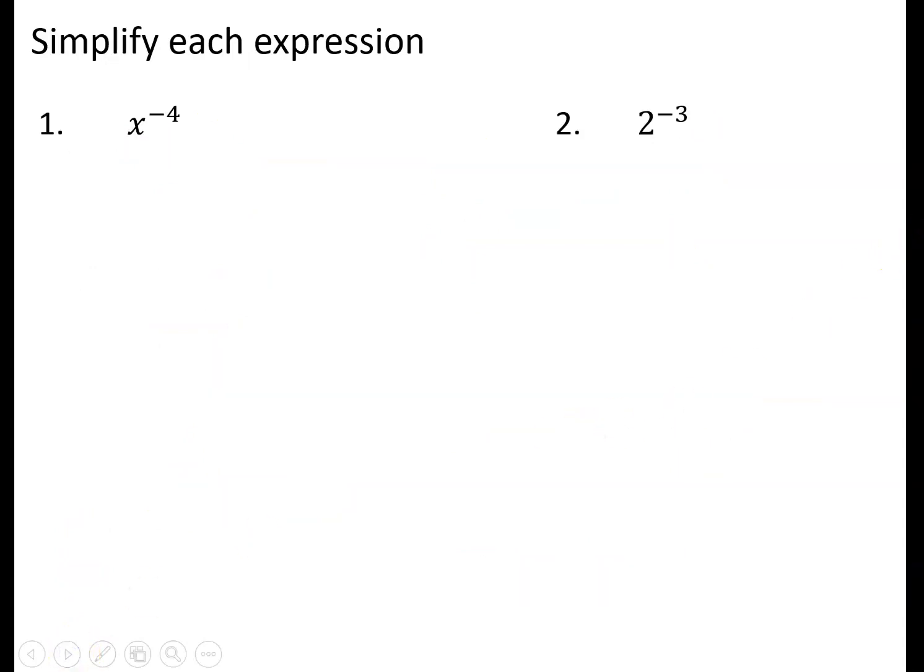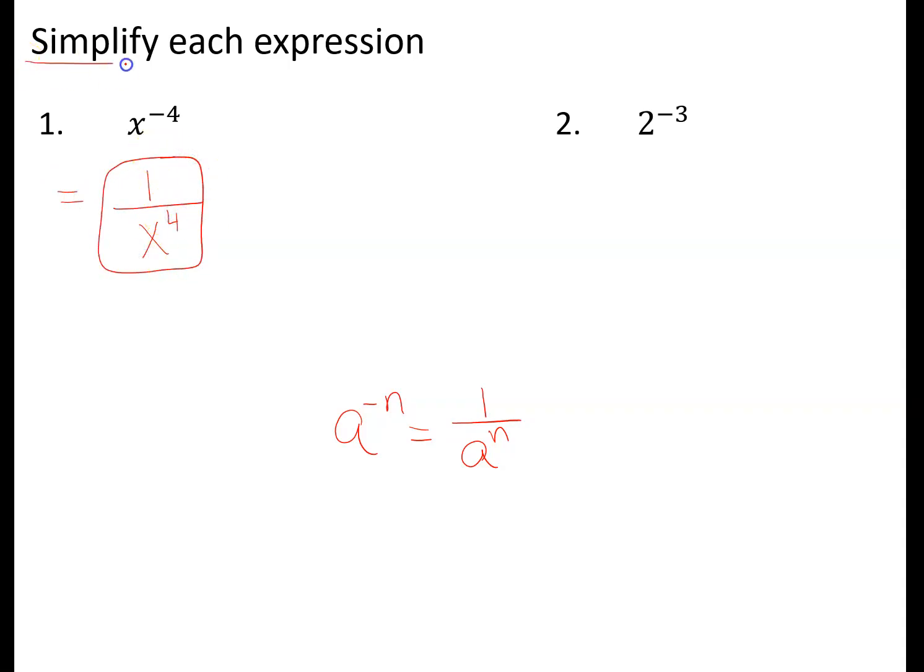Okay, so number 1, it looks like a to the negative n. So remember the rule is put it in the bottom and the exponent becomes positive. You've got to put a 1 in the numerator. You have to have something written up there. So our answer here is 1 over x to the 4th. To simplify it, in this case, means to write it with a positive exponent.